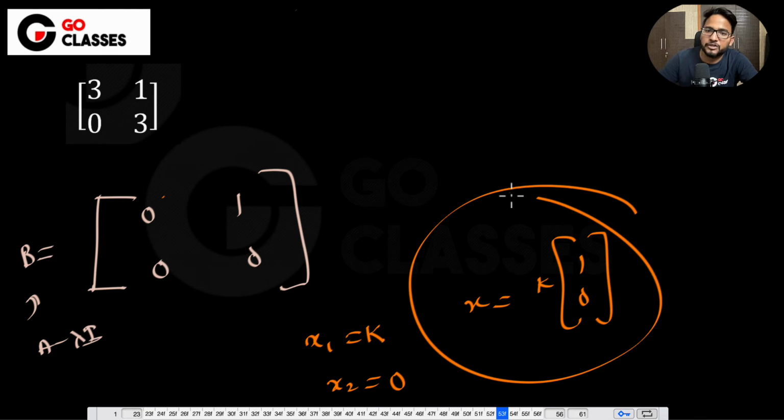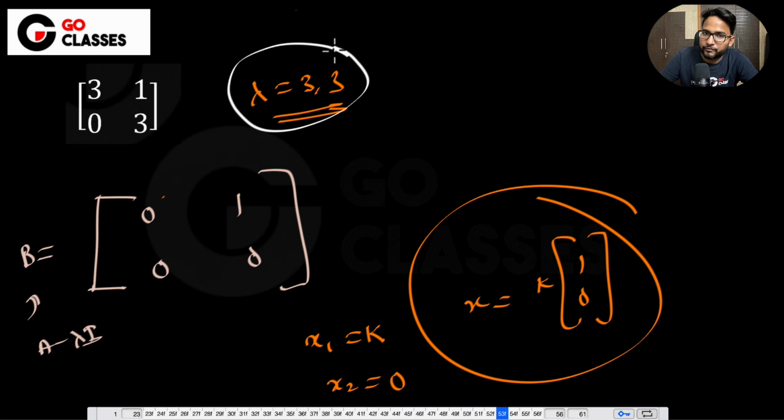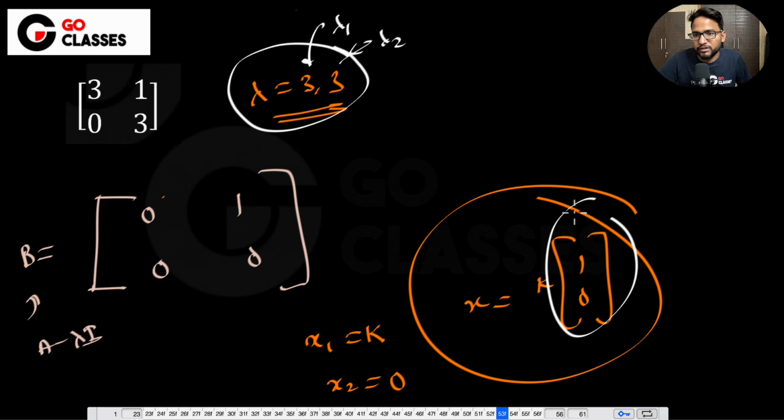So this is the x that you are getting for lambda equal to 3, 3, which means even though the lambdas are repeating, now listen carefully, these are the 2 lambdas, lambda 1 and lambda 2. Corresponding to these 2 lambdas, I'm having just one eigenvector. I'm not considering multiples of eigenvectors, so just one eigenvector (1, 0). Corresponding to the equal eigenvalues, I am getting just one linearly independent eigenvector.